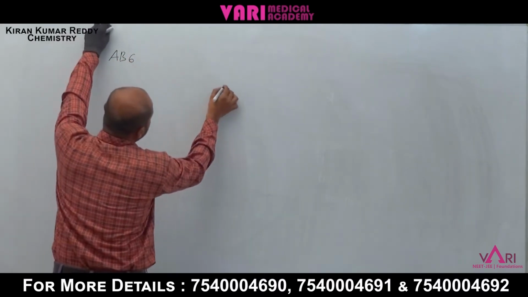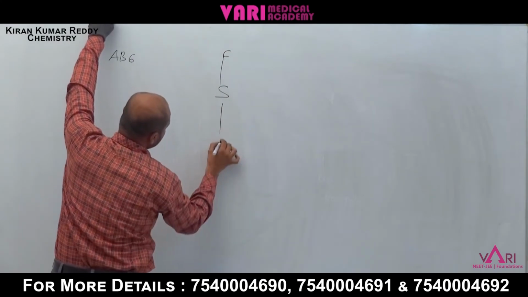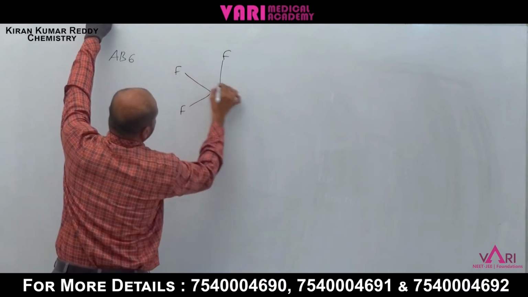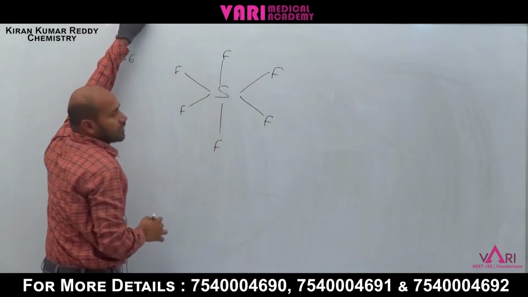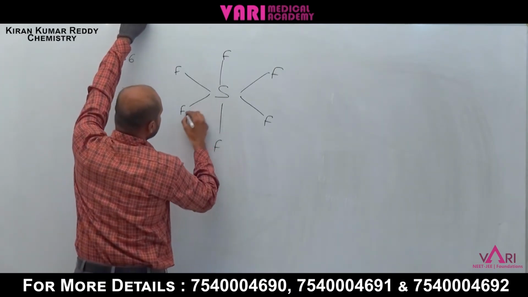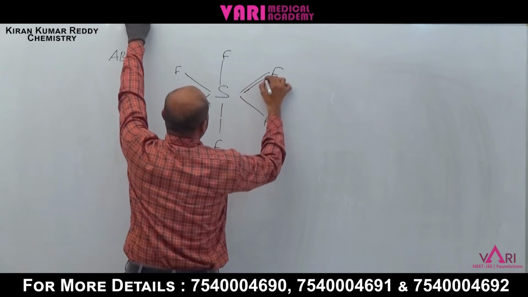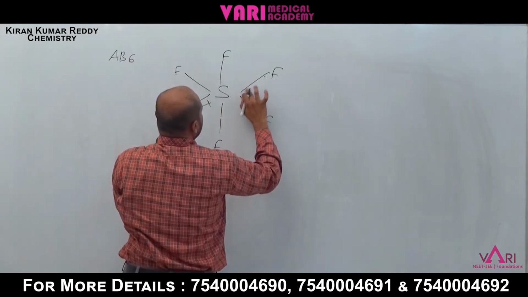Right, SF6 structure. Here is fluorine, here also fluorine, and one fluorine. What is the shape? Octahedral. Now the dipole moment is like this. Sulfur to fluorine, here also sulfur to fluorine, and this one opposite directions are cancelling each other.